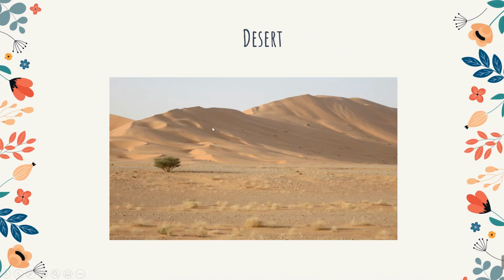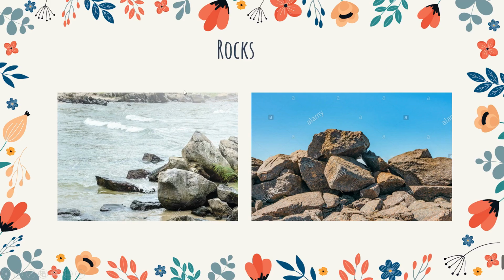Now we have a desert. Okay, I think that you already know this word, which is when we have a place fully covered by sand, and it is a dry place, and you can find here cactus sometimes. This is a desert. Now we have rocks. Rocks are these hard things that come out of the earth, and we have different sizes of rocks and different shapes.